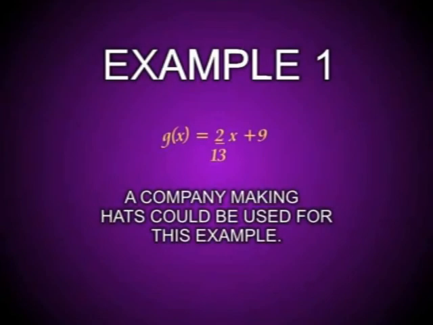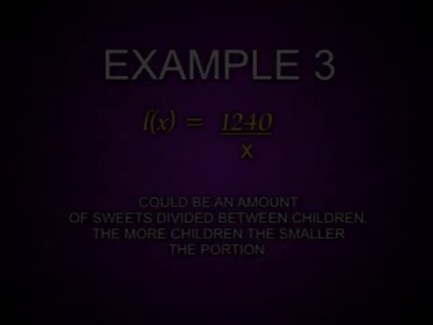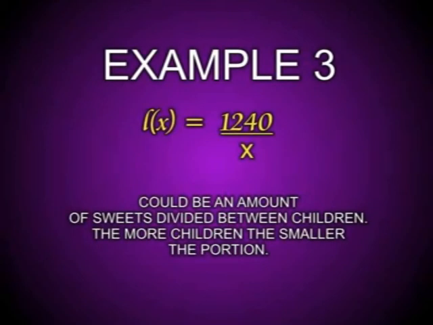The first one, g of x is equal to 2 over 13x plus 9. The next one, h of x is equal to 6 to the power x minus 240. The next one reads L of x is equal to 1240 divided by x. Not too bad, is it?